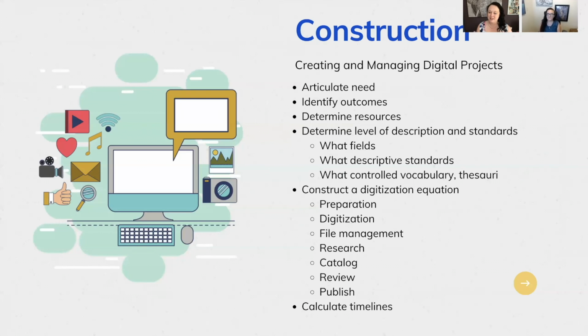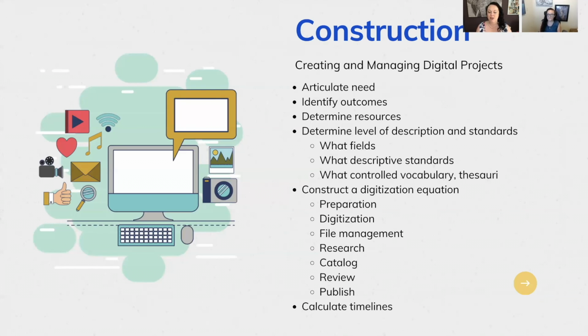And then the next part, I want you to think about what level of descriptive standards you want to use. So what fields will you use when you catalog these items? What thesauri are you going to use? That type of thing. Because if you are writing a grant, you are definitely going to need to include that. And even if you're not, that's something to identify ahead of time before you begin the project.